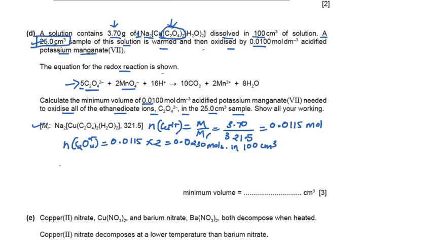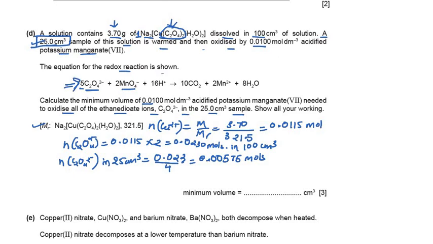So the moles of ethanedioate in 25 cm³, we need to divide these moles, 0.023 divided by 4, to get the moles in 25 cm³. And the answer is 0.00575 moles. Now we have already got the moles of ethanedioate.